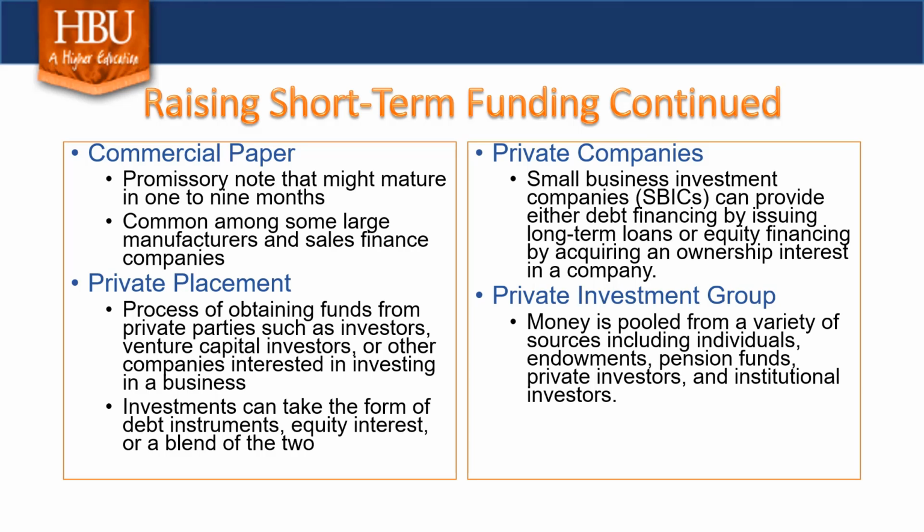Other ways to raise short-term funding or capital include private companies. Small business investment companies can provide either some type of debt financing by issuing long-term loans or equity financing. You also can think about private investment groups. This is money that's pooled from a variety of sources, whether it's individual endowments, pension funds, private investors, and institutional investors that are utilized on the short term to help fund or raise capital.